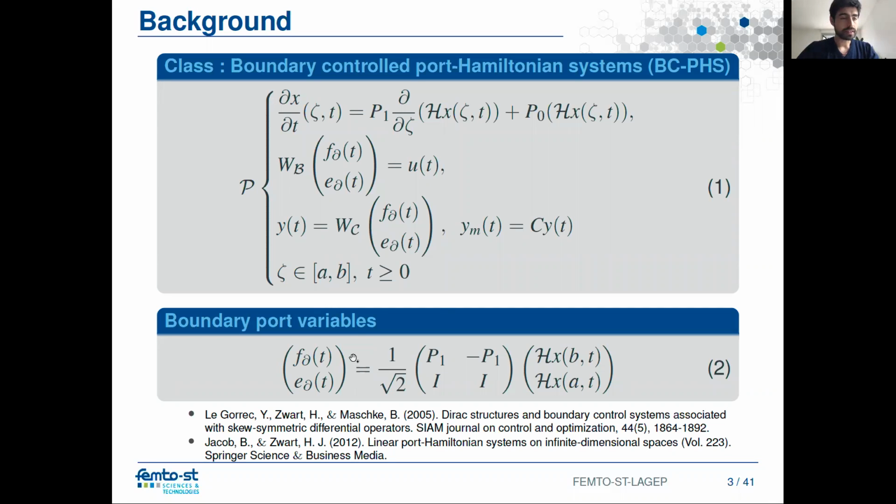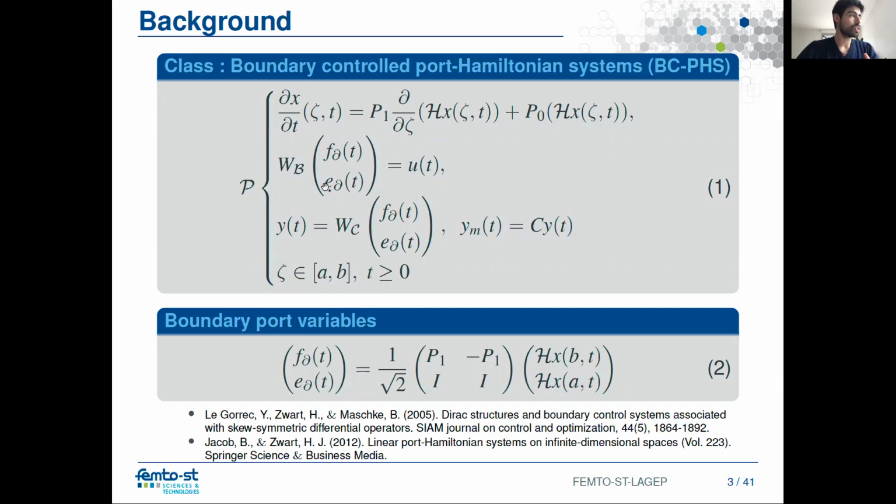Boundary control port-Hamiltonian systems are systems governed by PDEs with actuation and sensing at the boundaries, the spatial boundary. Here we have a state variable x that depends on the space and the time. We have a matrix P1, we have the space derivative, we have H, another matrix that can depend on the space also. We have again the state variable, and we call Hx the effort variable. Then we have another matrix P0, and again the effort variables.